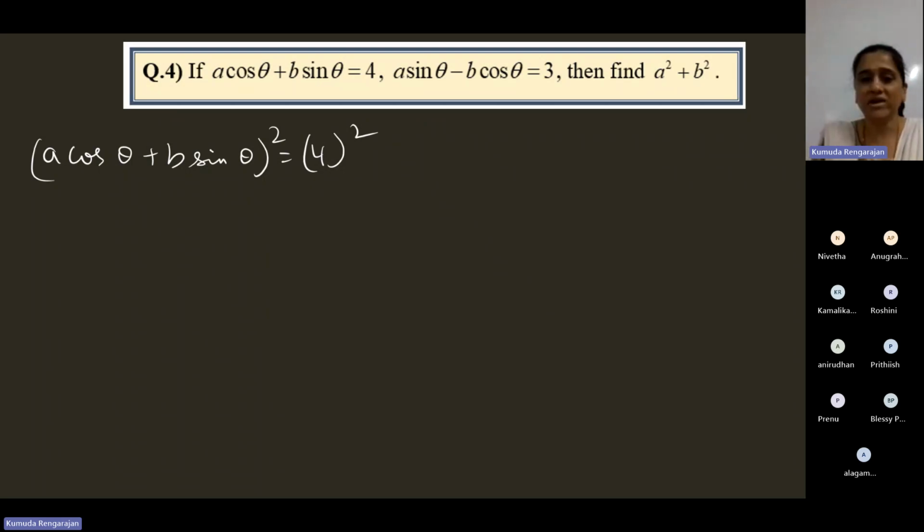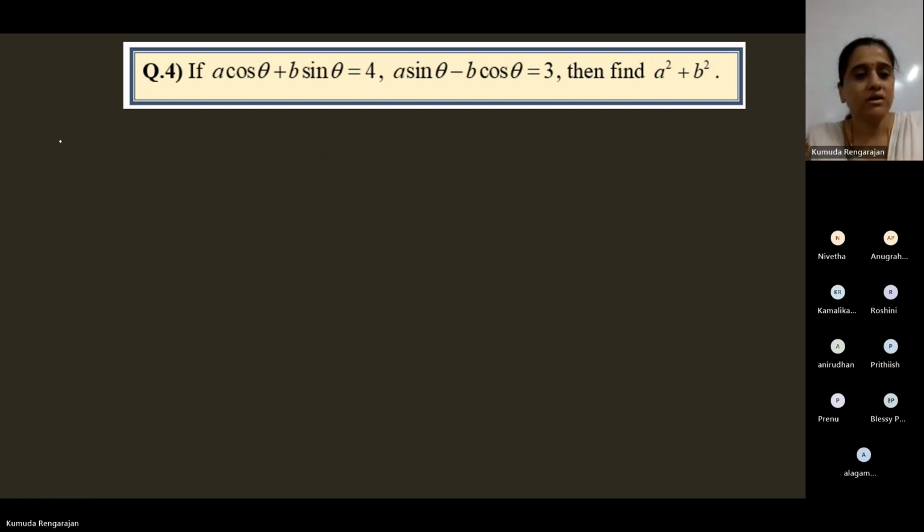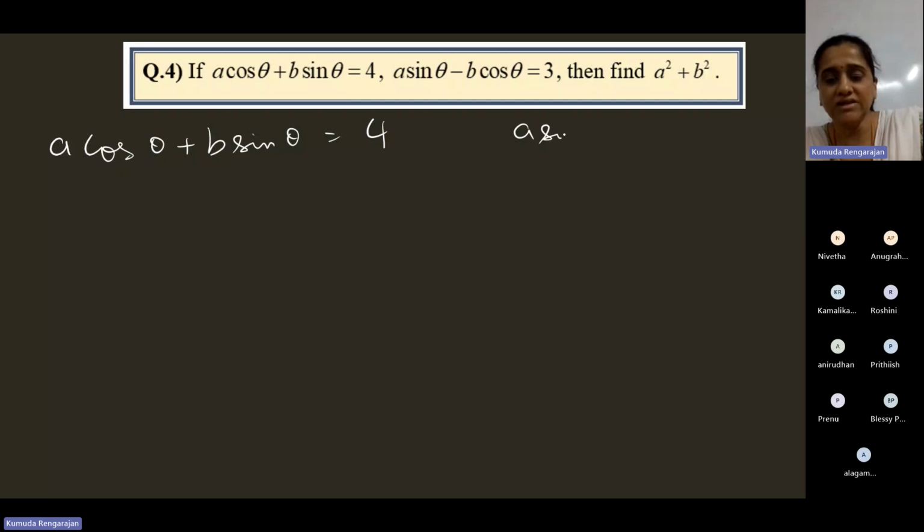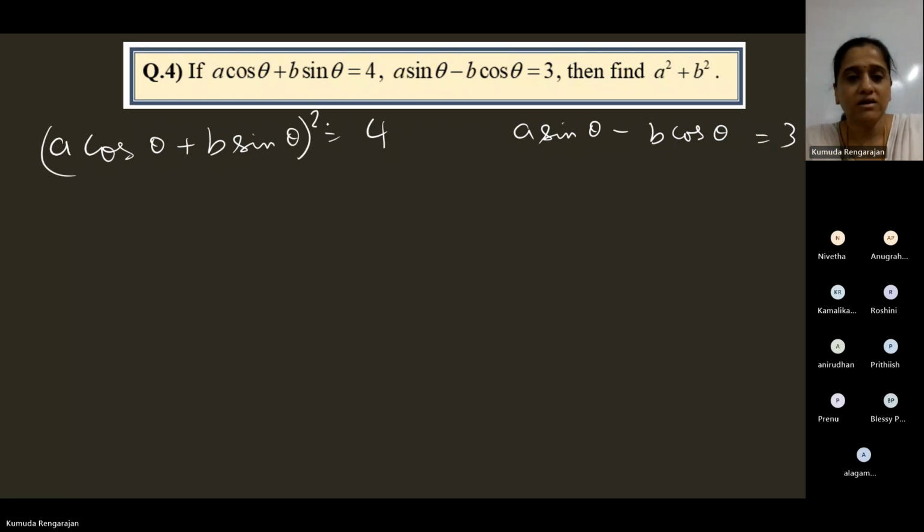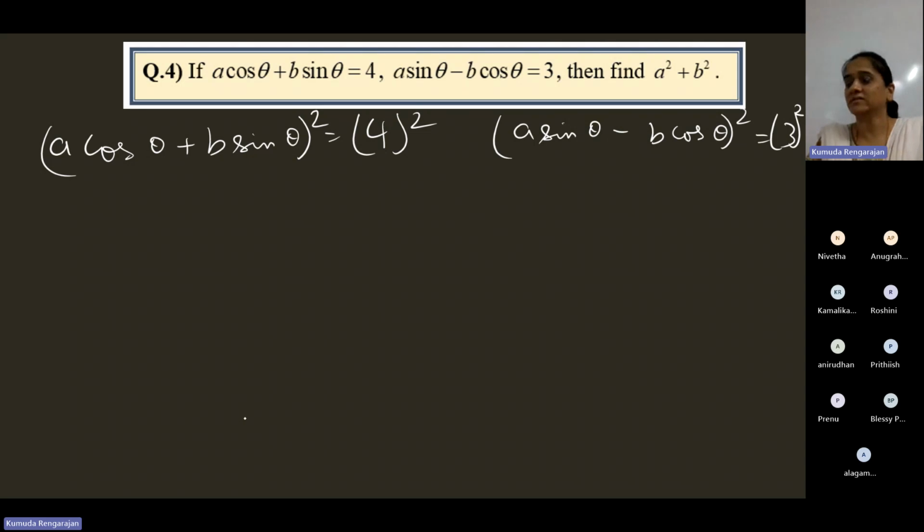We have two equations given in the question. A cos theta plus B sin theta is equal to 4 is one equation. Then A sin theta minus B cos theta is equal to 3 is the other equation. What you do is square the equations on both the sides and add. Square and add. That's all. You will get the result and be able to find A square plus B square.